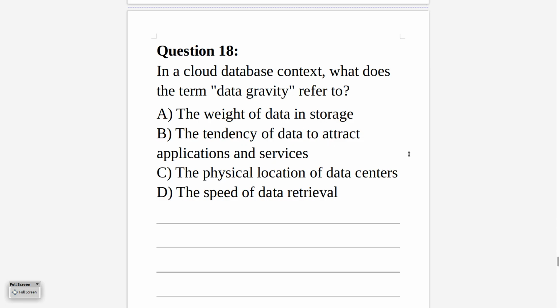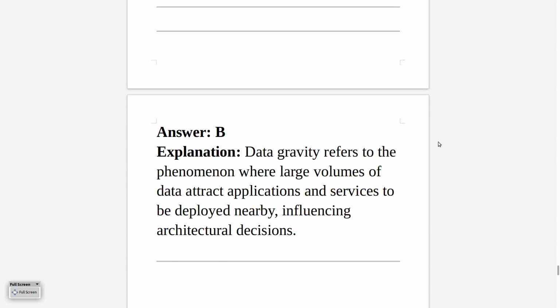I don't know actually. I was gonna say C and D are ridiculous, and maybe it's A, but what does that even mean? Weight of data? I don't even know what that means. So let's not think too much. Let's just see what the definition is. I thought it might be B.